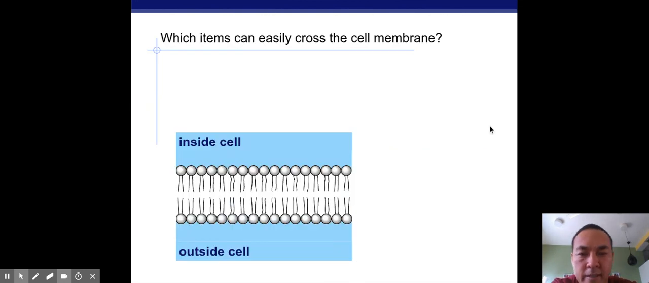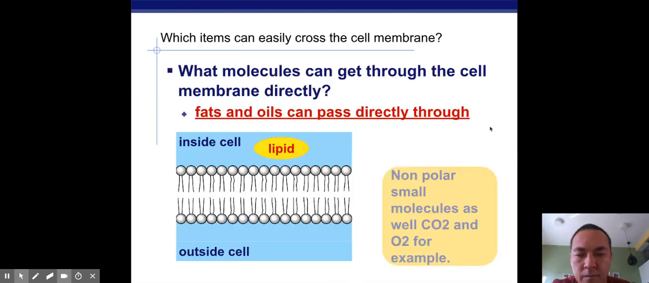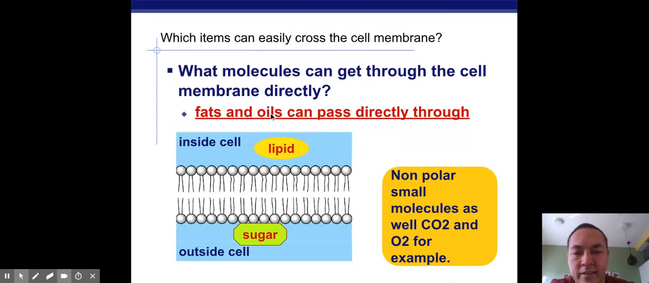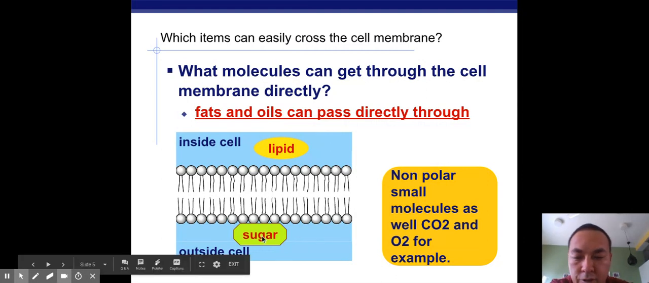So which items can easily cross the membrane? So things that are non-polar can pass right through the membrane. And they need to be small too, right? So things like carbon dioxide and oxygen, et cetera, they can just pass right through. Things that are polar, like sugar or water, et cetera, cannot just pass right through.